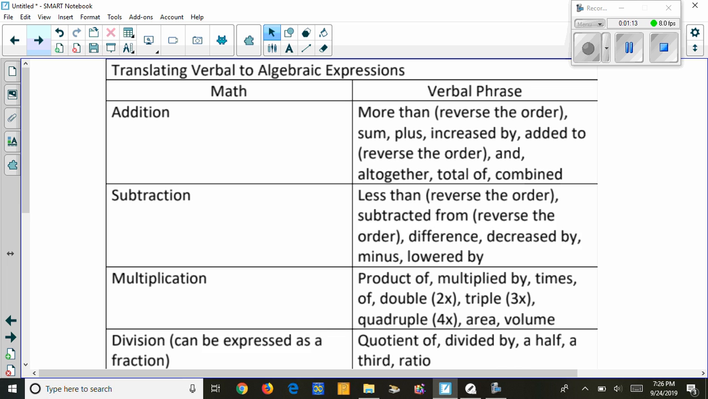Now, on this page, there are a lot of possible verbal phrases you could run into when trying to create your equations. What I'm going to ask you to do, pause the video, copy all of this down, and then start it up again. Pause the video now. Now let us go look at some examples.